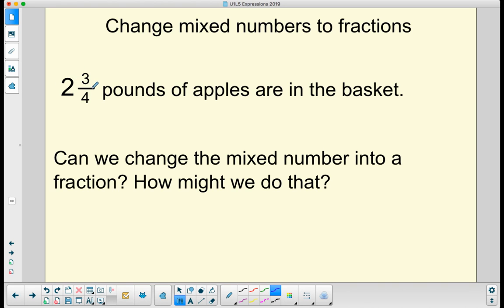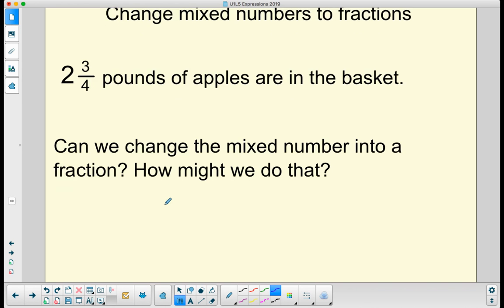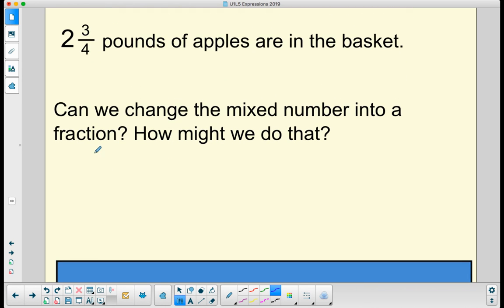We can decompose our number. 2 wholes is 1 plus 1. Plus, we have another 3/4. So I just decomposed 2 3/4 to be 1 plus 1 plus 3/4.